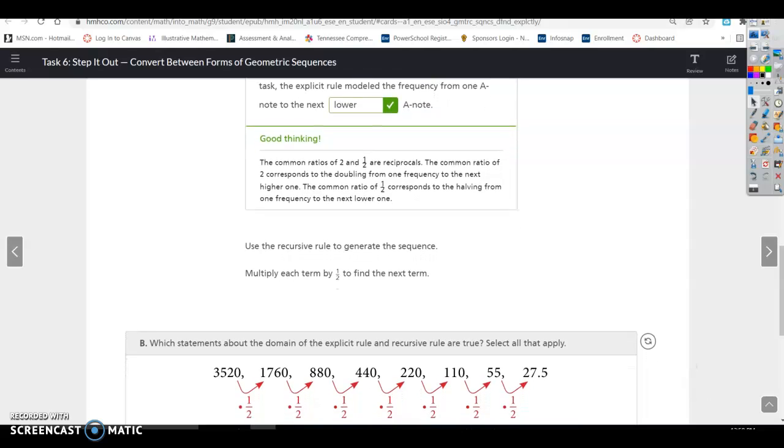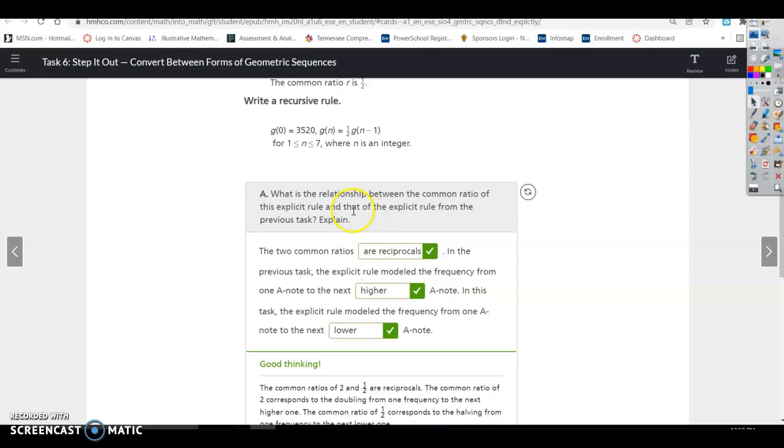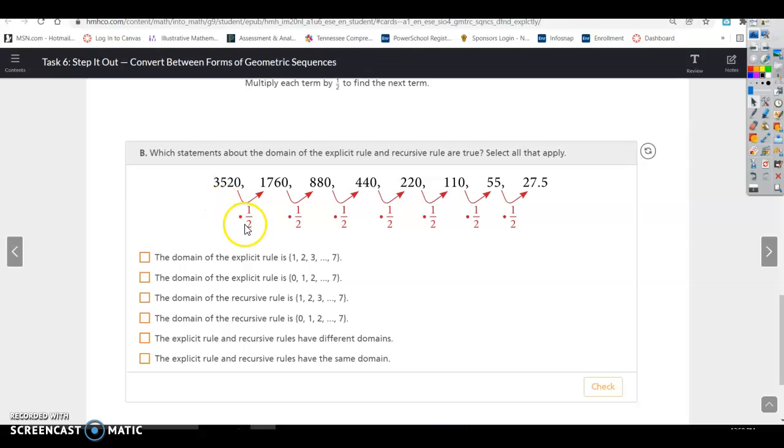And then it says use the recursive rule to generate the sequence. Multiply each term by 1/2 to find the next term. All right, so we're given the first term, 3520. So we're going to start with 3520 and then multiply that by 1/2 and continue to do that, and that generates the sequence here. So let's see, we got 1, 2, 3, 4, 5, 6, 7. We did that 7 times because we went from 0 to 7.